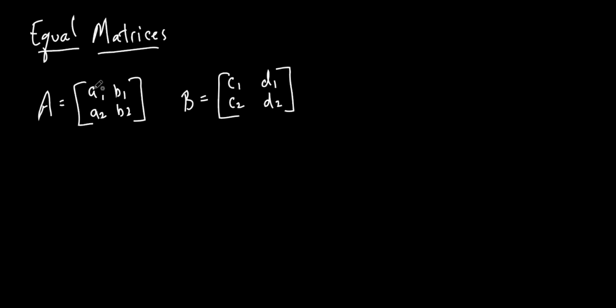So the letters don't have to be equal to each other. You with me on that? To be equal matrices, they just have to be the same dimensions. As long as they're the same dimensions, then they're equal matrices. This is a 2 by 2. This is a 2 by 2. They are equal matrices. We're going to talk about that in a few minutes. We're going to do some stuff with that. Actually, we're going to do something right now with that.